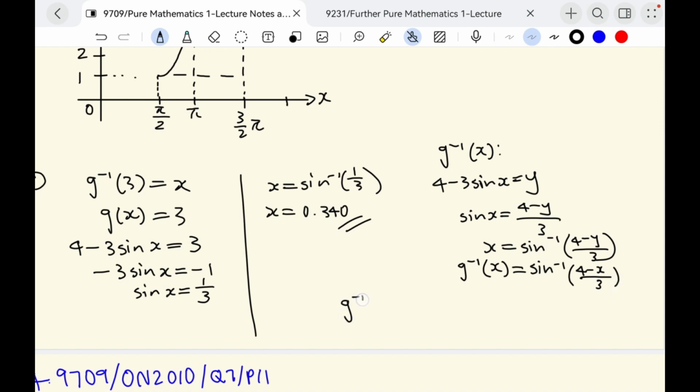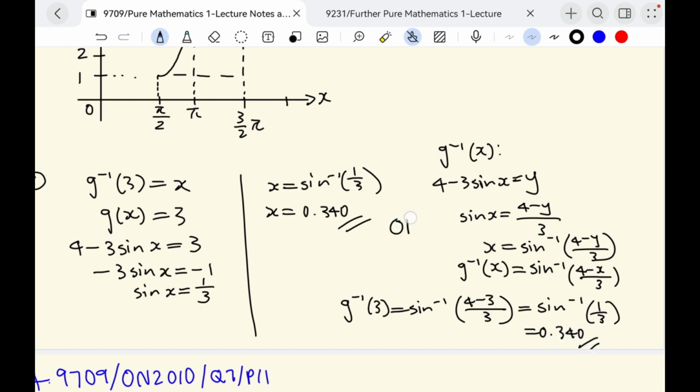And then g inverse of 3 is just arcsine of (4 minus 3) divided by 3, or it is the arcsine of 1 over 3. So in the end it is 0.340. Okay? So which means this g inverse is the same as this one. Okay? But there's a risk for the alternative method. You can't say that x equals 340.